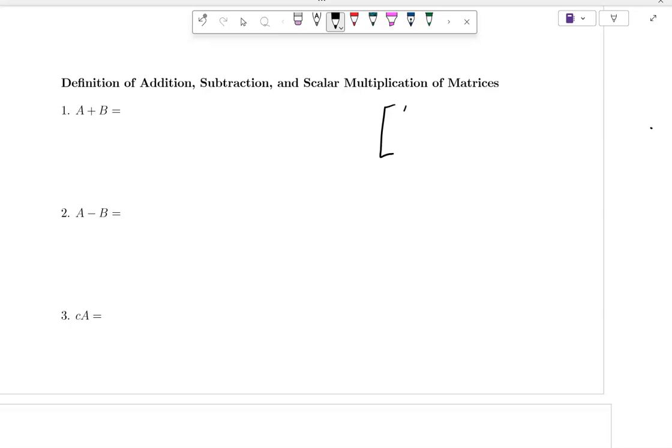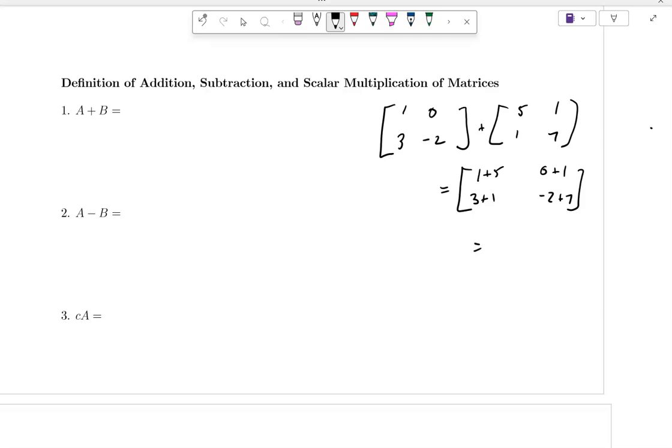Say I wanted to add 1, 0, 3, negative 2 to 5, 1, 1, 7. How do you think you would want to do that? Yeah, good. I probably just want to match up the pieces and add them, right? Do the 1 plus 5. Do the 0 plus 1. Do the 3 plus 1. Do the negative 2 plus 7, right? Give you 6, 1, 4, 5 when I'm done.